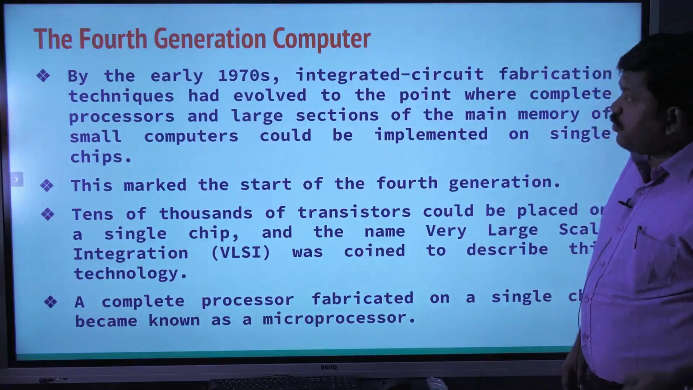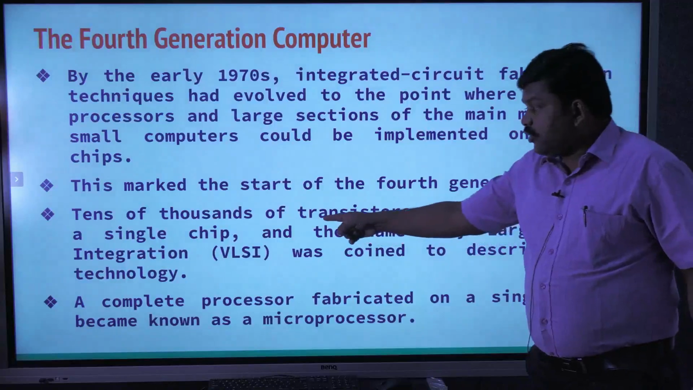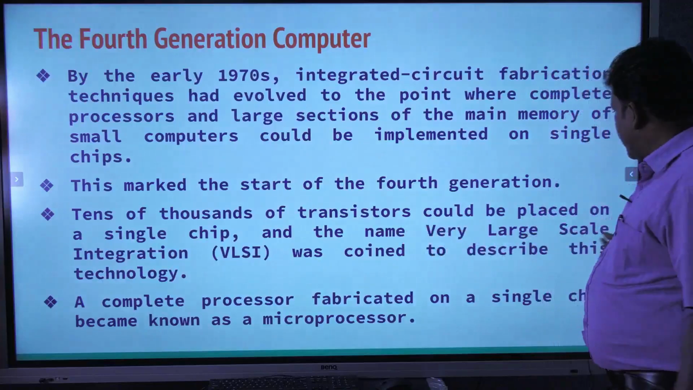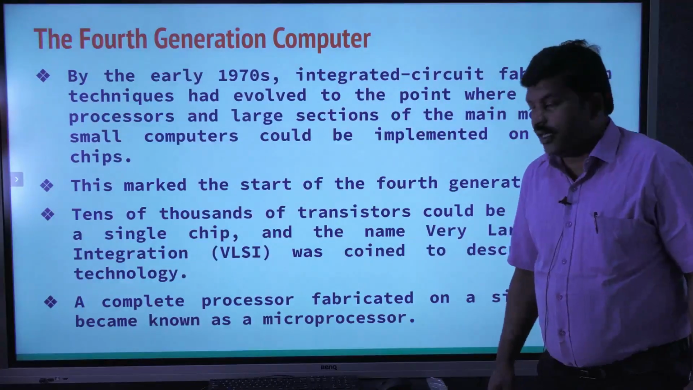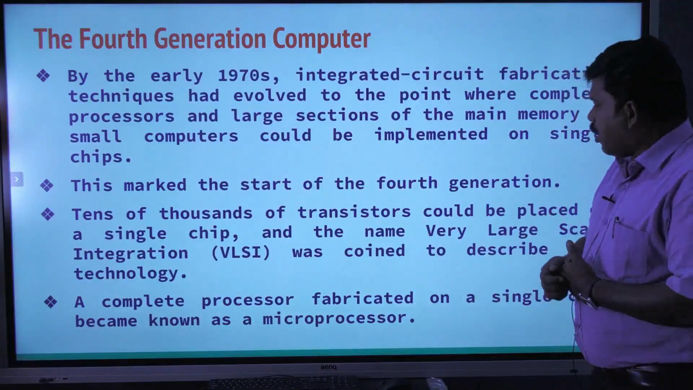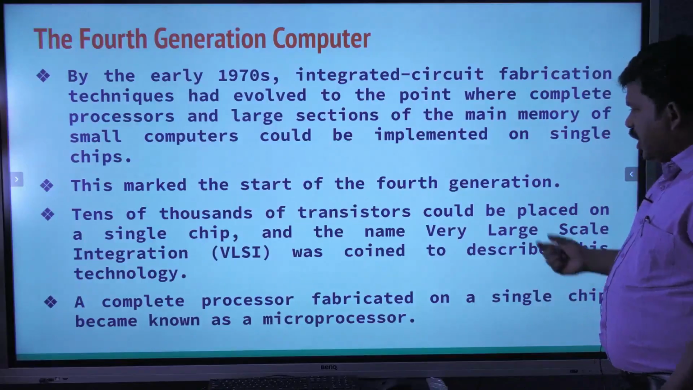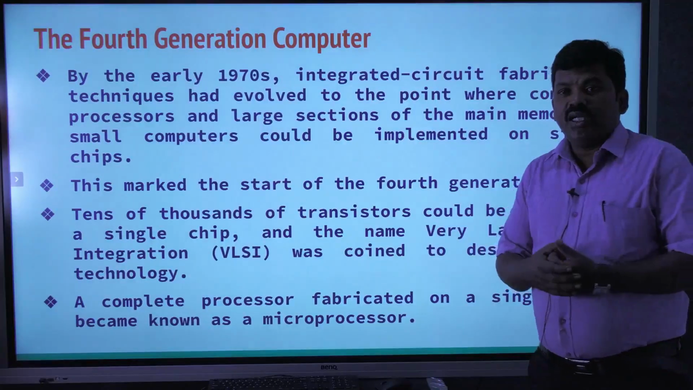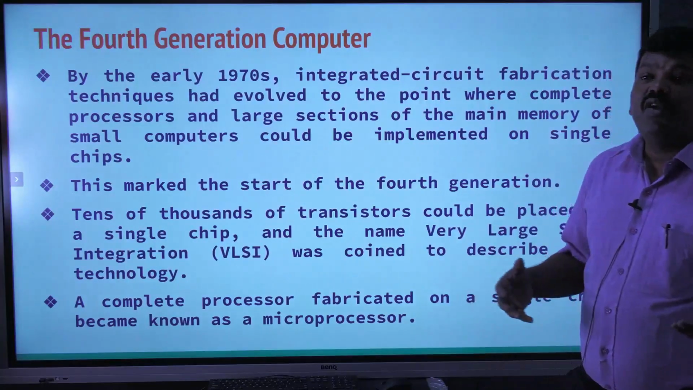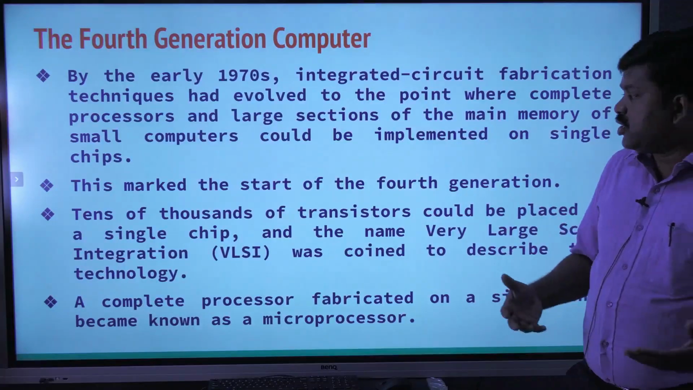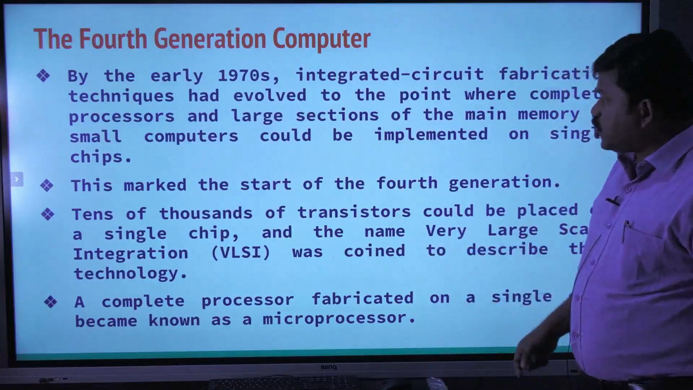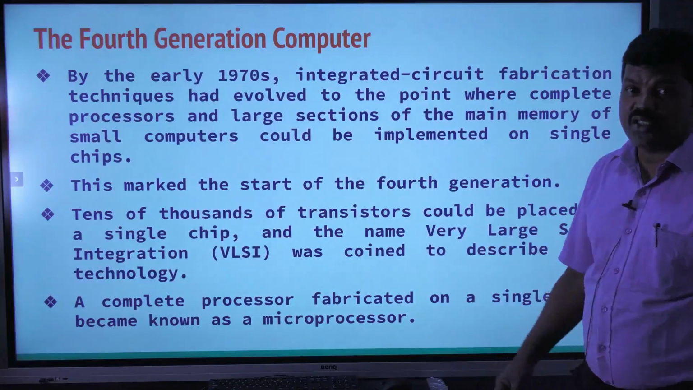What is the advantage of fourth generation computers? Tens of thousands of transistors could be placed on a single small chip. That technology we call very large scale integrated manufacturing, VLSI technology. A complete processor fabricated on a single chip became known as a microprocessor. Early fourth generation computers used the concept of the microprocessor, in which tens of thousands of transistors were integrated on a single chip. It leads to the modern computer, which uses the microprocessor concept.